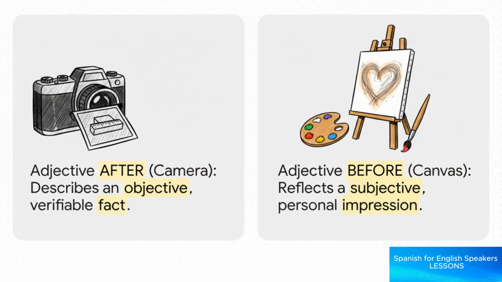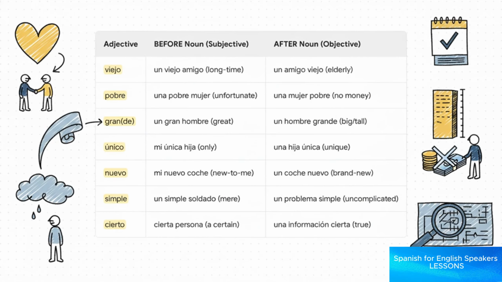But when an adjective comes before the noun, it's a canvas. You're painting your subjective impression. Un gran hombre is a great man. That's not a fact. That's your opinion of him. So let's take our camera versus canvas rule and apply it back to our original puzzle. Un amigo viejo is the camera. It's a fact. The friend is elderly. But un viejo amigo, that's the canvas. It's a feeling, an impression about the long history of your friendship.